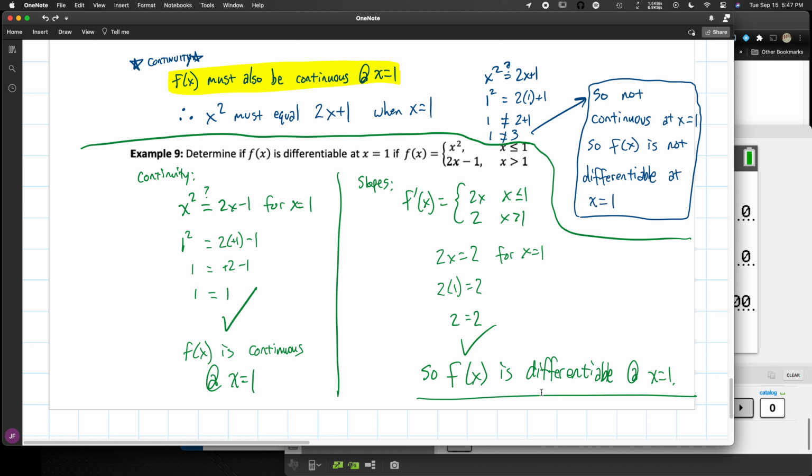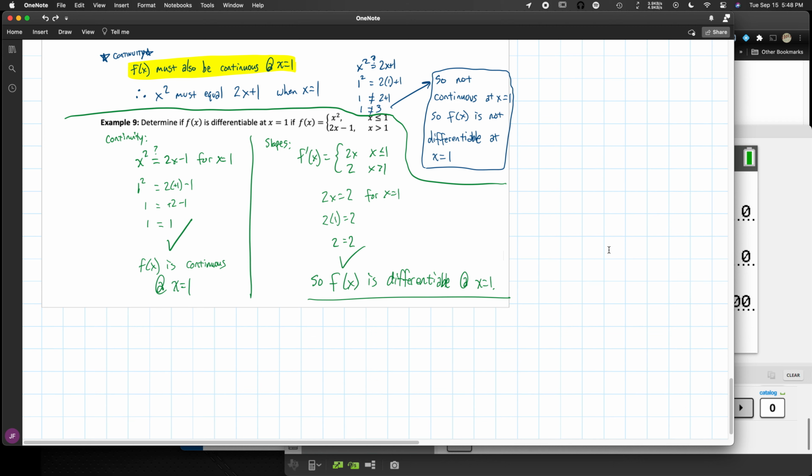Good to go right there. For continuity, same thing. Let's set each piece equal to each other. Let's let x equal 1. In this case, we're going to find they do line up. That 2x minus 1 shifted down essentially from the 2x plus 1, so that they both have a y value of 1. They link up, so it is continuous. So then it's continuous and the slopes line up on either side, so we can conclude that f of x is differentiable at x equals 1.